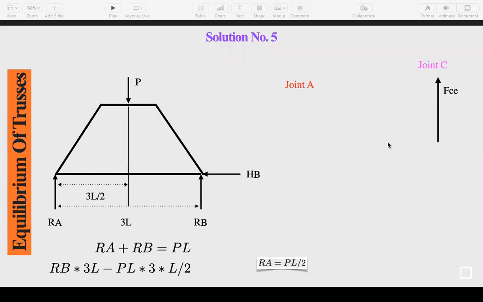I have drawn it wrongly. So just, okay. Here I will show FAE, the force in member AE, FAC, and the reaction at point A, which we can call RA. So it is PL by 2. Now this angle is 45.